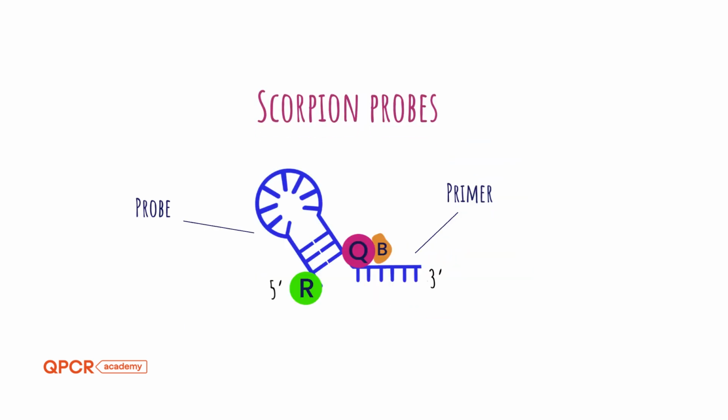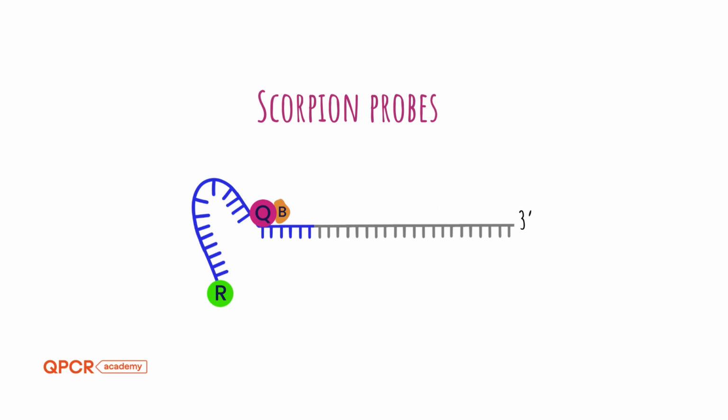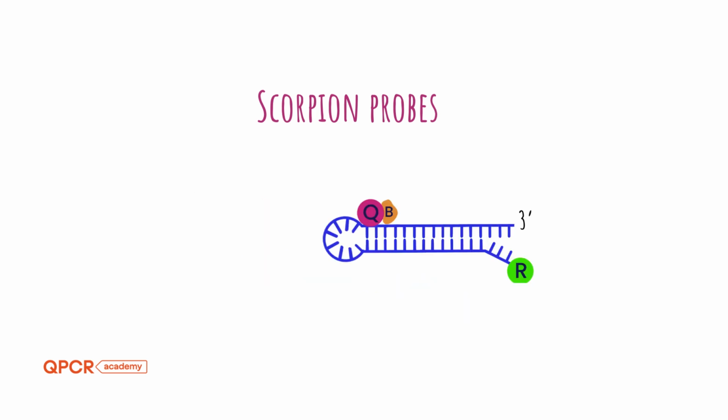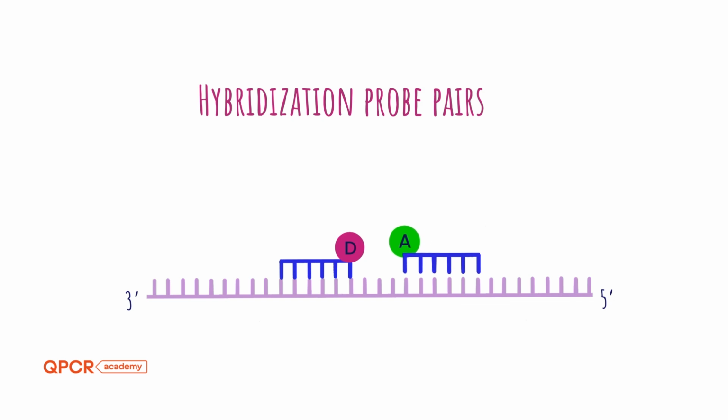Scorpion probes combine a primer and probe in a single molecule. The probe region forms a hairpin structure that keeps fluorescence quenched. After amplification, the probe binds internally to the newly synthesized target sequence. This opens the hairpin structure and generates fluorescence. Hybridization probe pairs use two separate probes that bind next to each other on the target sequence. One probe carries a donor fluorophore, and the other carries an acceptor fluorophore. Fluorescence occurs only when both probes hybridize close together on the target. This proximity allows energy transfer between the probes, producing a detectable fluorescent signal.